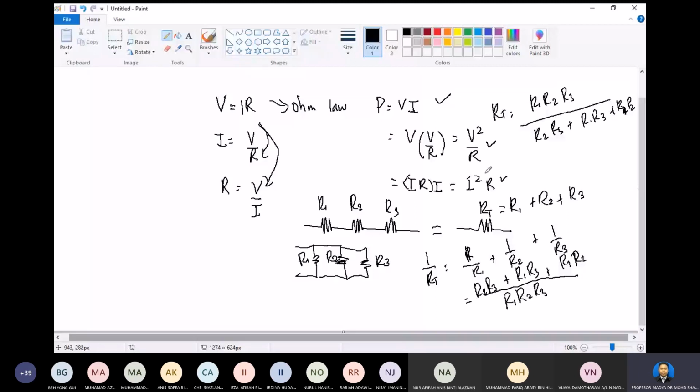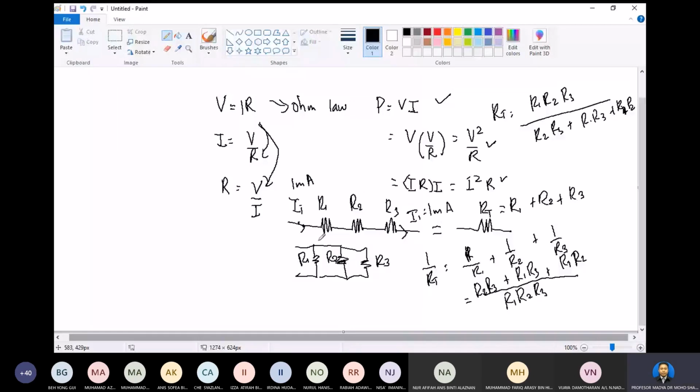Another example, if we have current I here, current in series will be the same. So current here will be I. You have to remember this: current in series will be the same. That's why current flow here will be the same as current flow here. For example, we can put 1 milliampere, so current here should be 1 milliampere. Yes, this is basic for electrical.